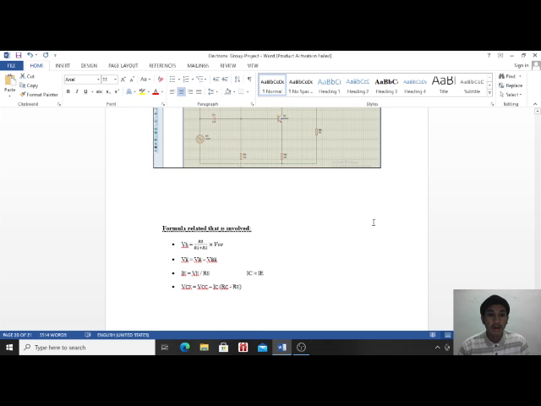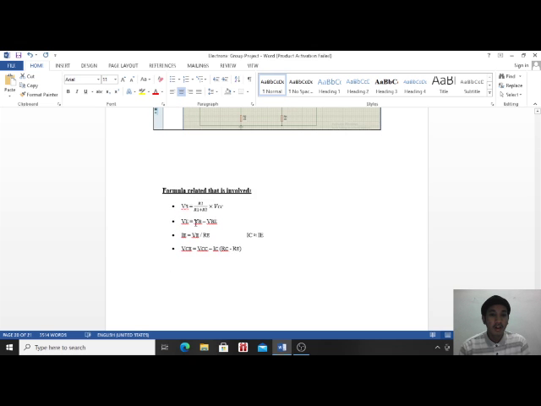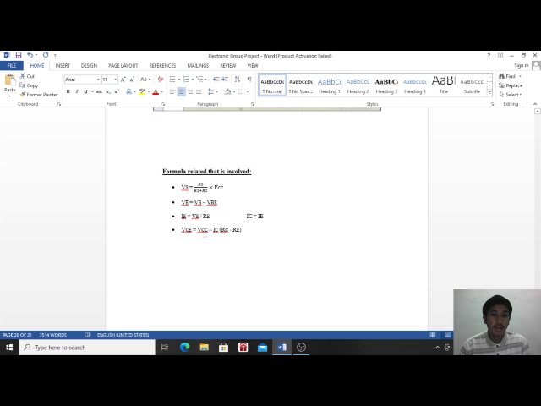The formulas involved in BJT are: VB is equal to R2 over R1 plus R2 times VCC. VE equals VB minus VBE. IE equals VE over RE. And IC is approximately equal to IE. VCE equals VCC minus IC RC minus IE RE.